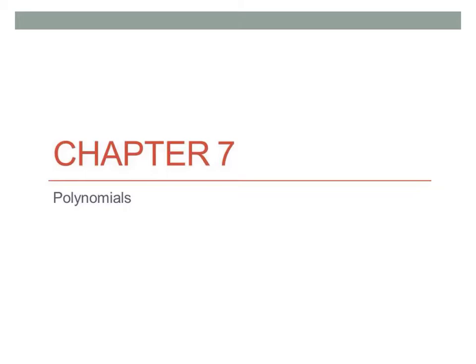We're going to start Chapter 7 today with 7.1, and Chapter 7 is called Polynomials. So 7.1 is what we're going to talk about today, and it discusses multiplying monomials. And if you remember from any study of prefixes, that mono means one.